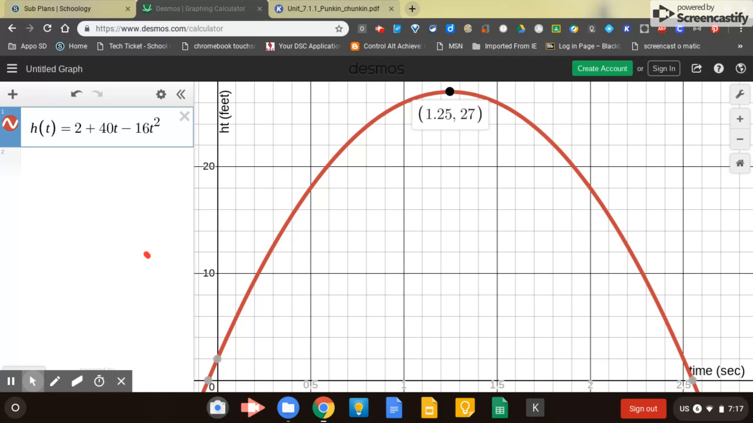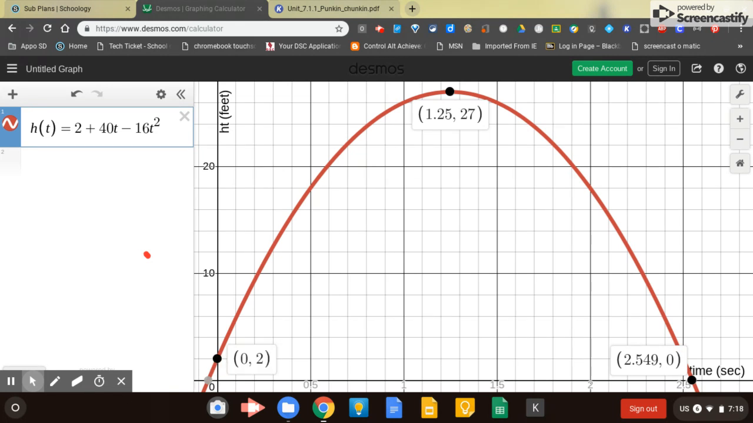So from when she kicks that ball 2 feet off the ground to this 1.25 seconds after she kicks the ball, that's when it's going to be at its highest, and then it starts to drop again until it gets over to here, where it hits the ground again. So we call these our critical values.